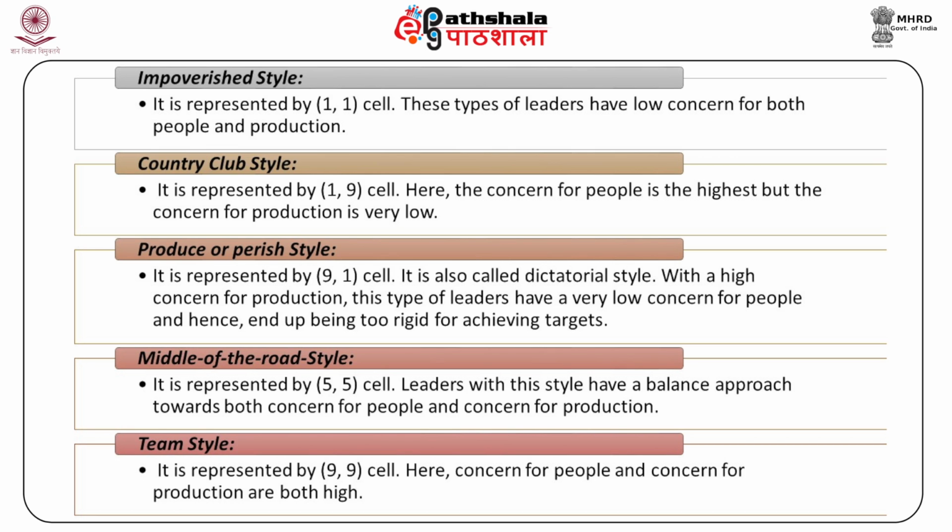The fourth is the middle of the road style. It is represented by the 5-5 cell. Leaders with this style have a balanced approach towards both concern for people and concern for production. And the fifth is the team style. It is represented by the 9-9 cell. Here, the concern for people and the concern for production are both high.